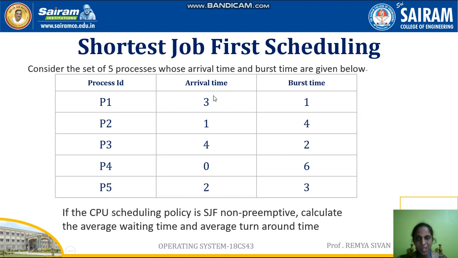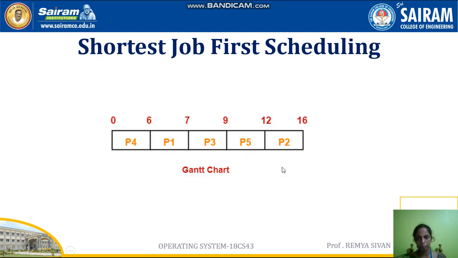Understood why P1 is not starting? Why P4 is starting? Because P1 came at time 3, and P4 came at time 0. At time 0, no other process, only P4 was there. So P4 can start its execution. It will continue its execution for the first 6 milliseconds and complete at time 6.